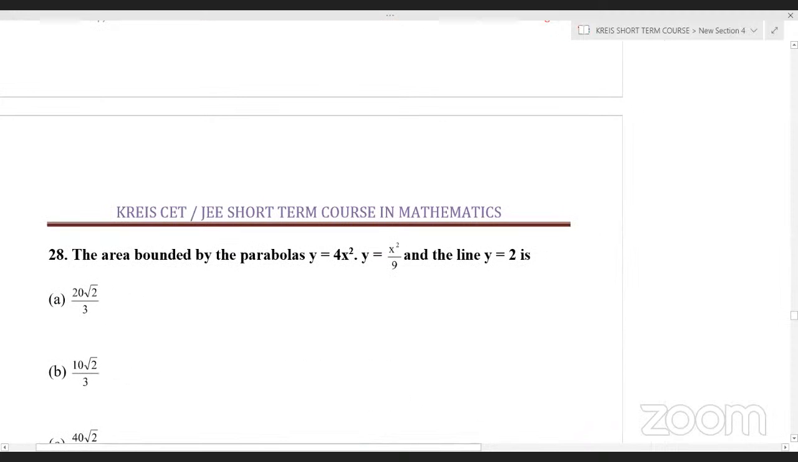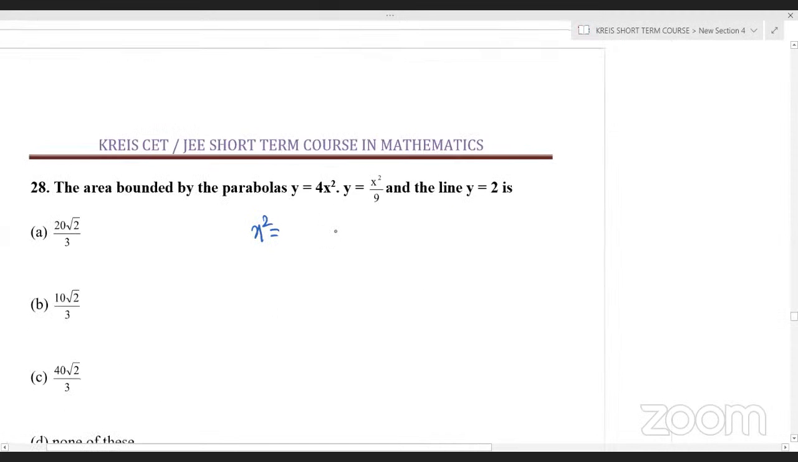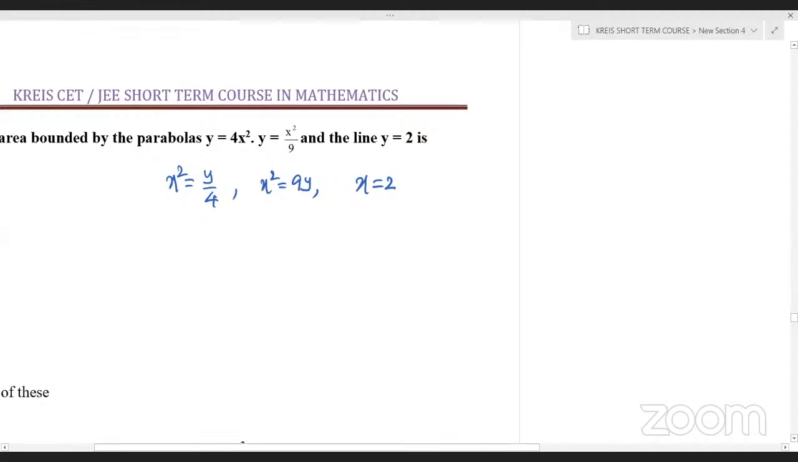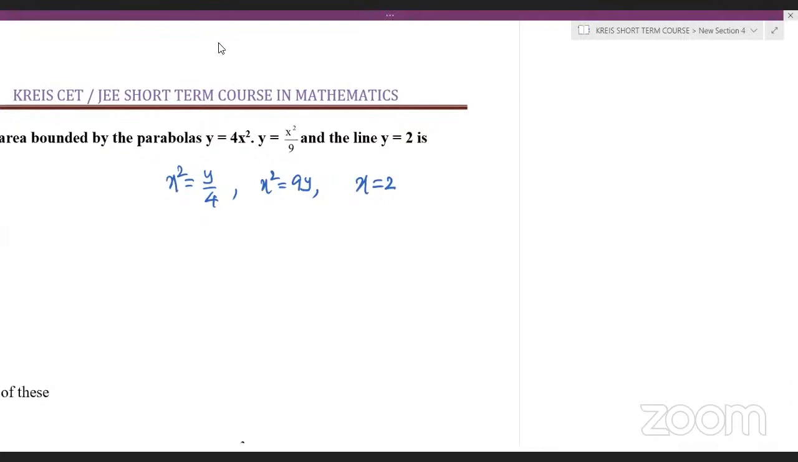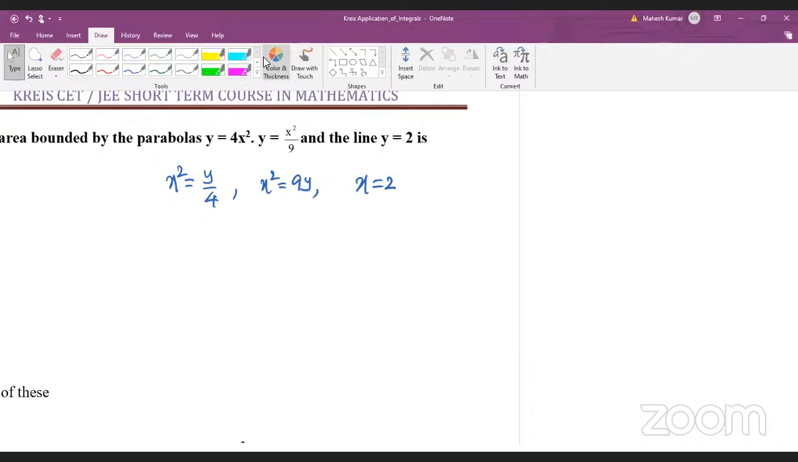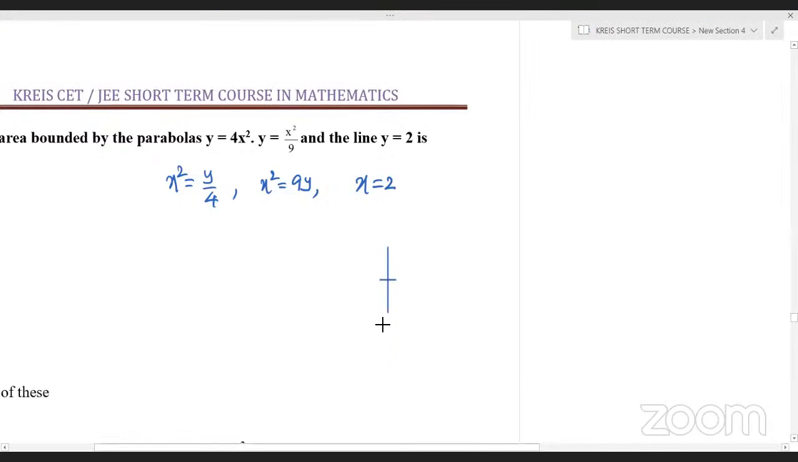Right, area bounded by the parabola x squared is equal to y by 4 and another one, x squared is equal to 9y, and x is equal to 2. We have two parabolas, x squared is equal to y by 4 and x squared is equal to 9y, and x is equal to 2. What is going to be the area? So x squared is equal to 9y and x squared is equal to y by 4 you have, right? So you can plot the graph of this one.